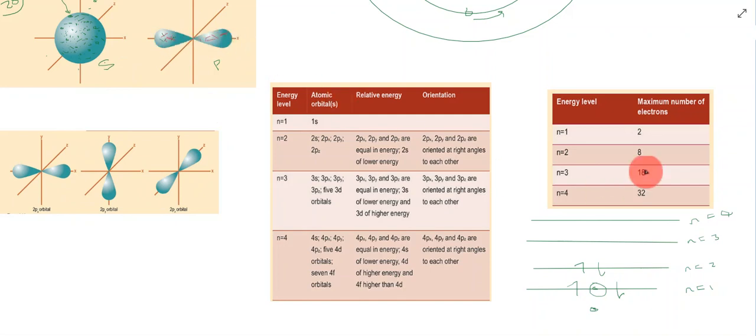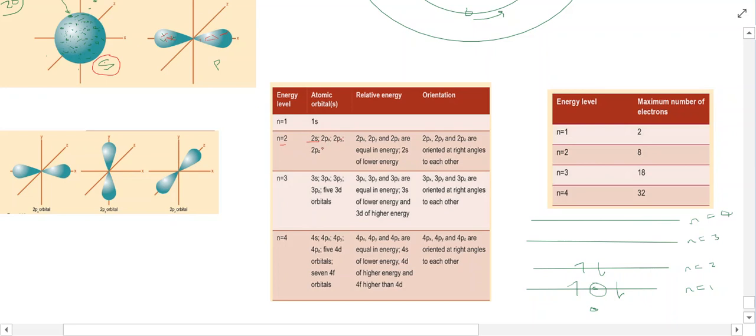So that's the way these 8 electrons in the second energy level are arranged, and this is what it looks like here. In the second energy level, you have this 2s. The 2 represents the energy level it's at, and the small s represents the fact that it's an s orbital.